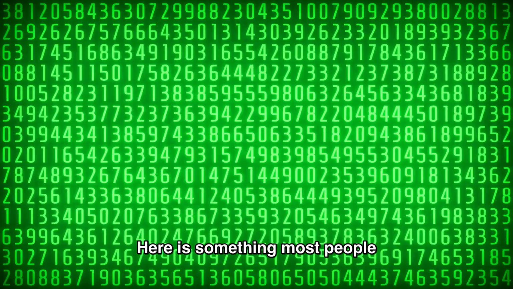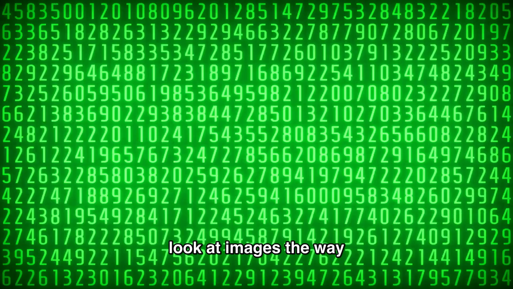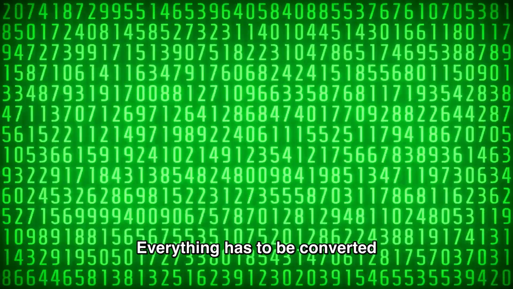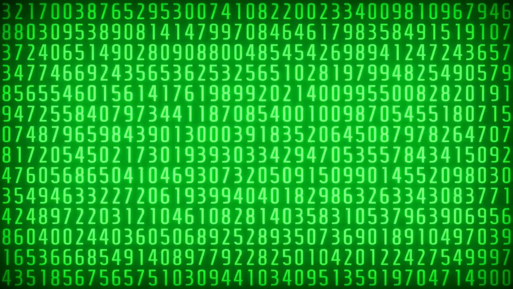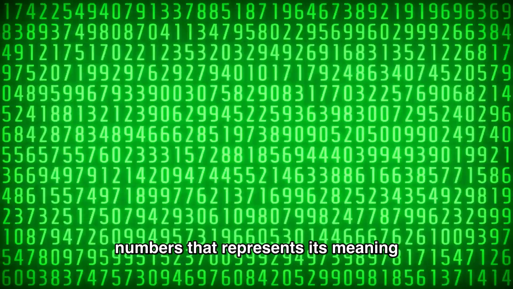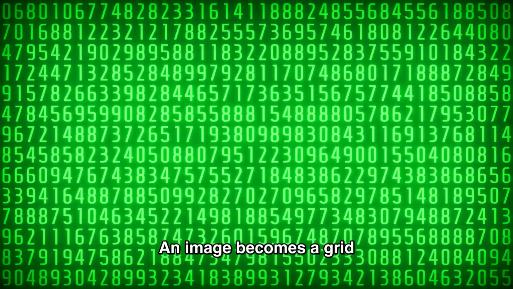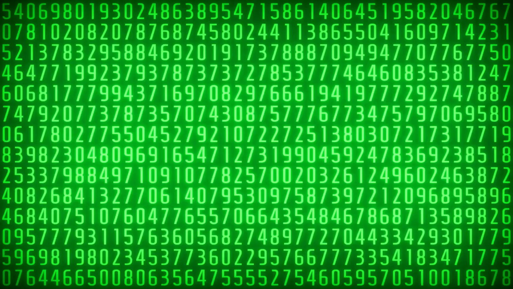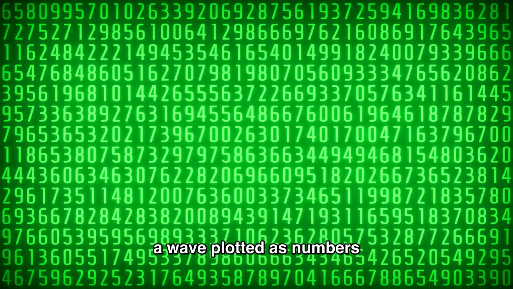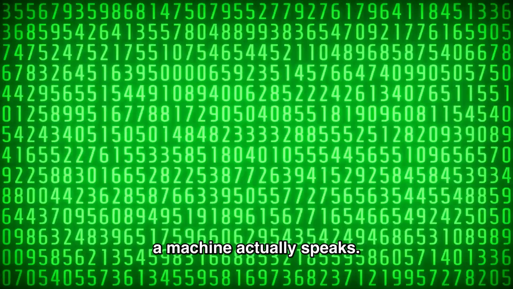Here is something most people do not think about. Computers cannot read words or look at images the way humans do. Everything has to be converted into numbers. A word becomes a vector, which is a list of numbers that represents its meaning in relation to other words. An image becomes a grid of pixel values. A piece of audio becomes a wave plotted as numbers over time. Numbers are the only language a machine actually speaks.